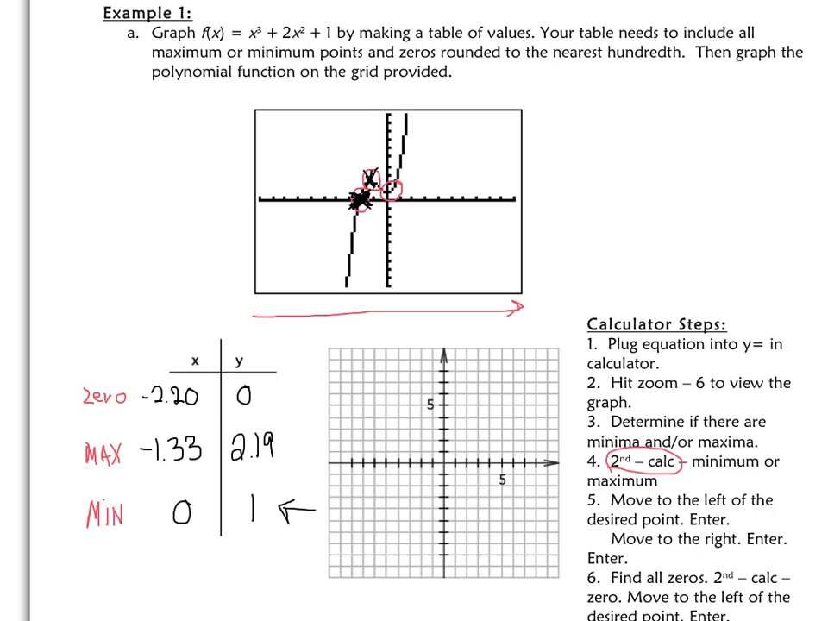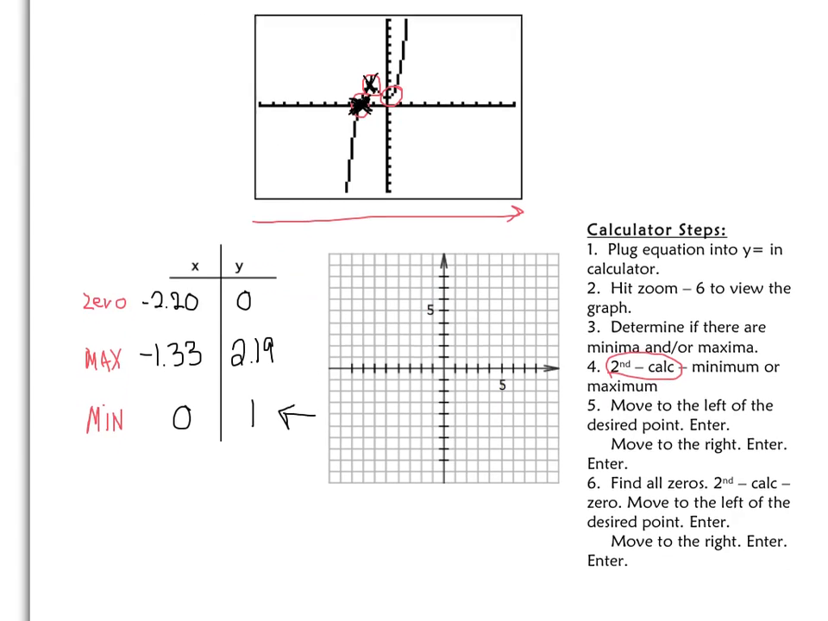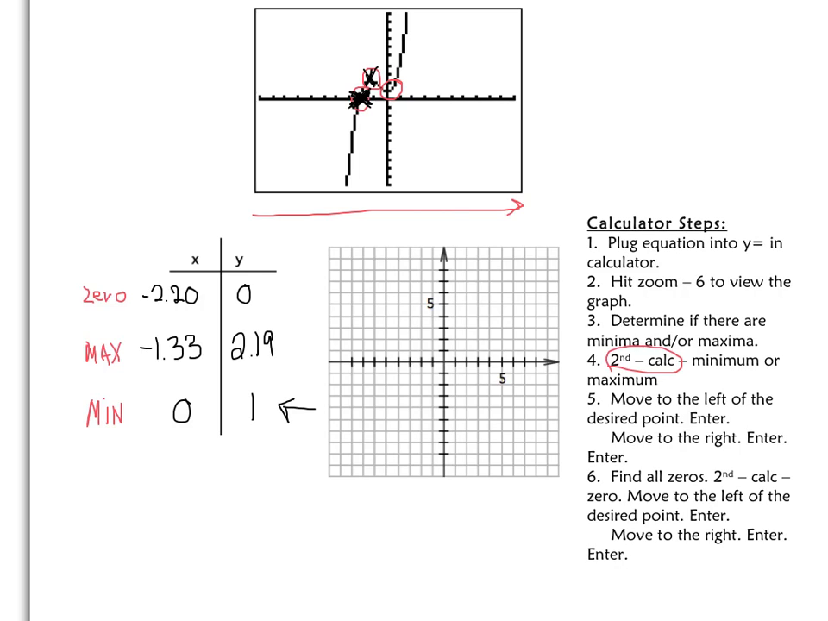Alright, so now when you sketch it, because you're going to have to sketch it, this up here I put there, that's not always going to be there. You're going to have a grid, you're going to have to sketch it. So you're going to go to negative 2.2, 0, that's your 0, negative 1.33, 2.19, so more or less there, and 0, 1. And then you're going to look at your calculator and draw that graph.